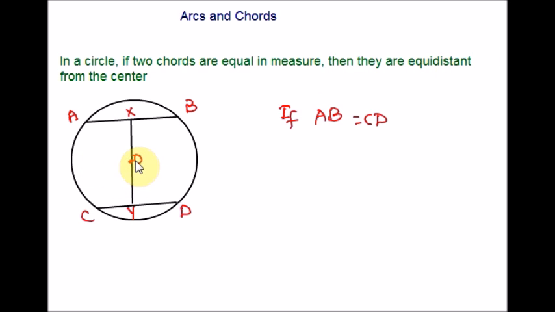So what is the distance between AB and the center? OX. And what is the distance between the center and chord CD? OY. So the distances will be equal. OX will be equal to OY. So this is a circle which shows the relationship between two chords being equal in measure and being equidistant from the center. Hope you're clear with this theorem.